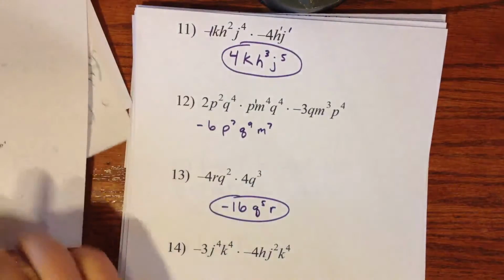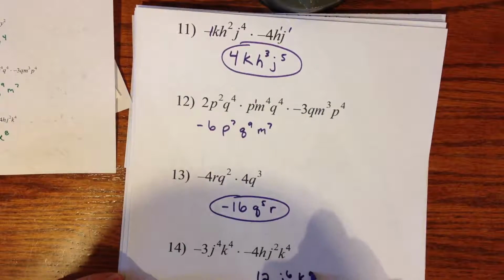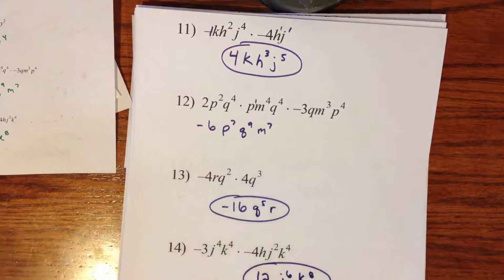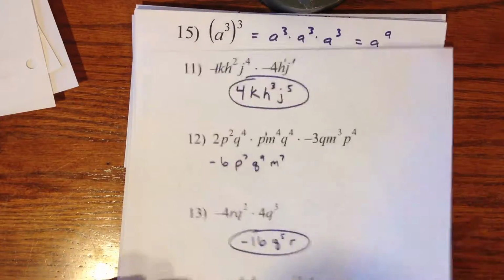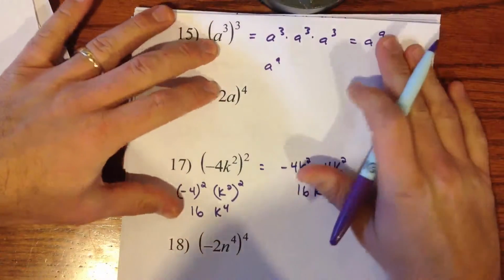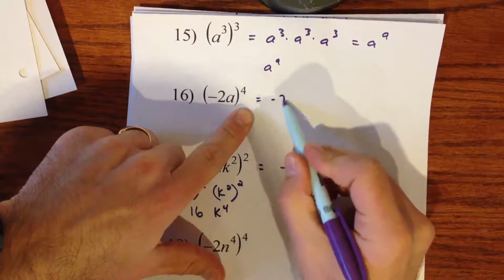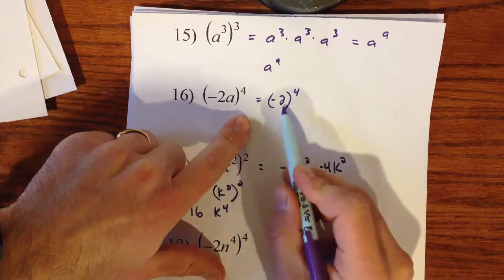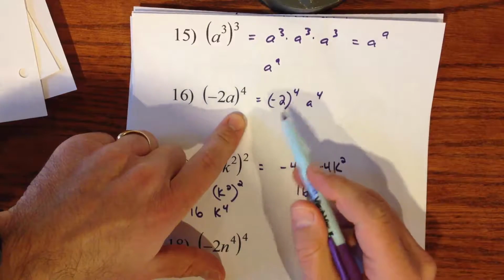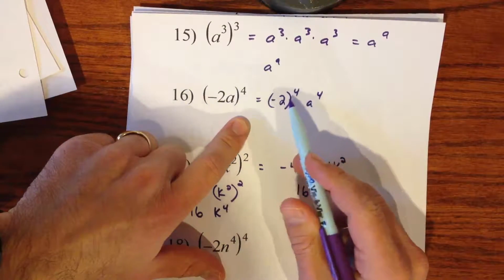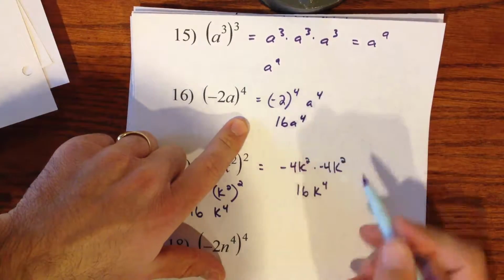Alright, number 14 is just 12 j to the 6th k to the 8th. Okay, 16. Now this is power to a power. So I'm going to take negative 2 to the 4th power. Remember, when you're checking that with your calculator, make sure you put it in parentheses. Then a to the 4th power. 2 to the 4th power is 16 a to the 4th.